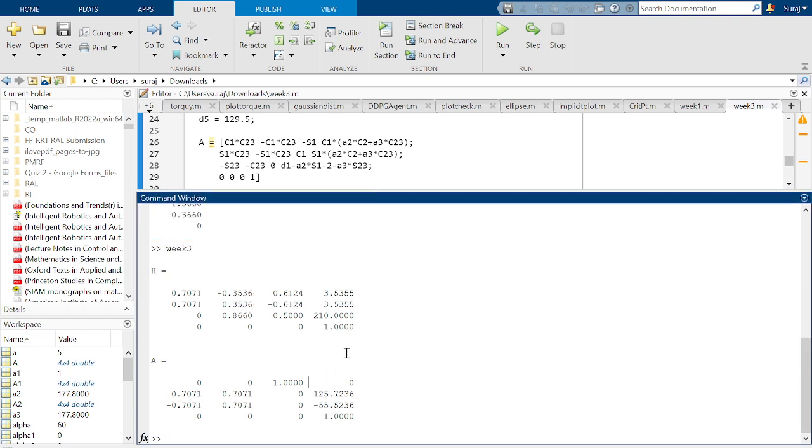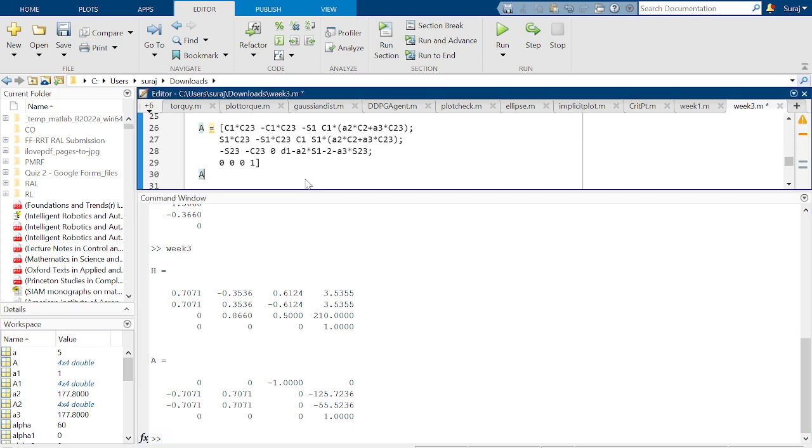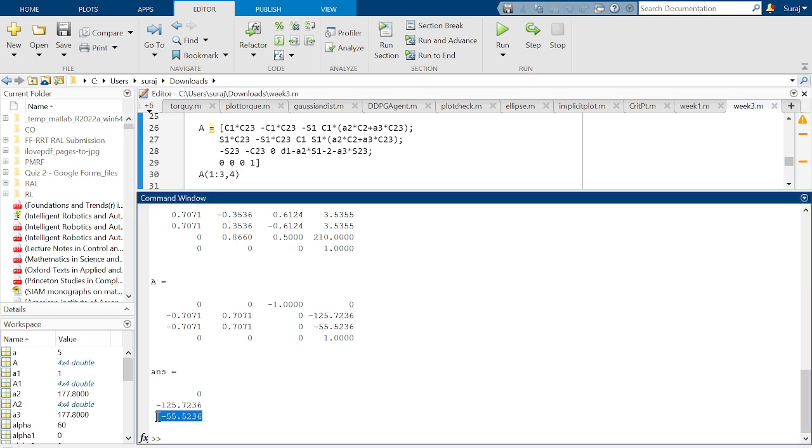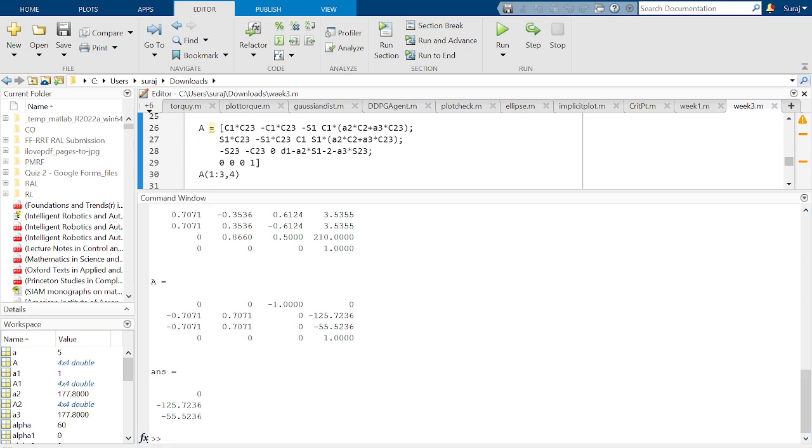If I want to take out those values, I will say A of the fourth column and the first three rows. The first argument is about rows and the next argument is about columns, so it is first to third row and the fourth column. If I run this, I will get 0, minus 125 and minus 55. We might get a small error in this value because the way they wrote it was a little ambiguous. So let's go back to the PPT.